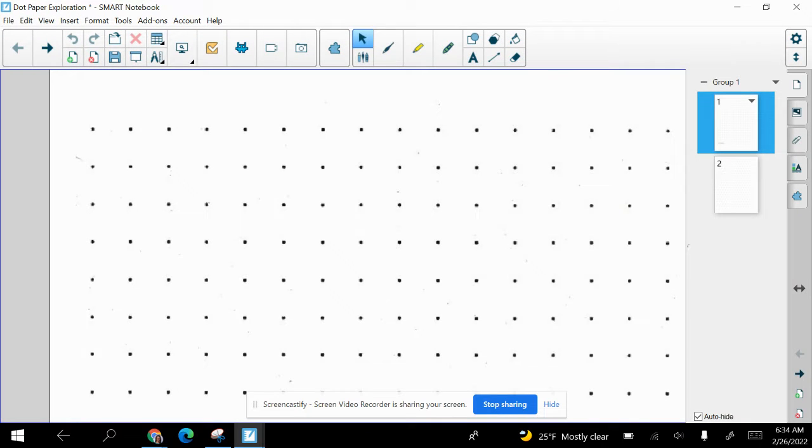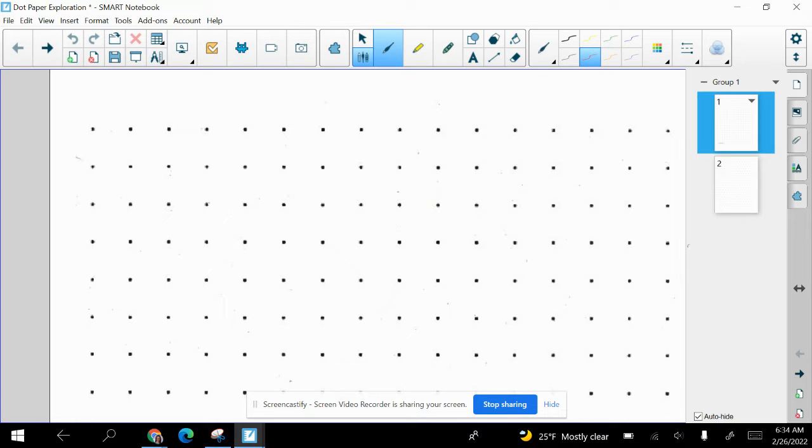All right, so I wanted to make a quick video just revisiting the paper exploration in case you were absent or maybe you just want to see it one more time to make sure that everything that we thought was important in class makes sense. So the first part of the exploration was on a square grid paper and you were asked to draw squares.